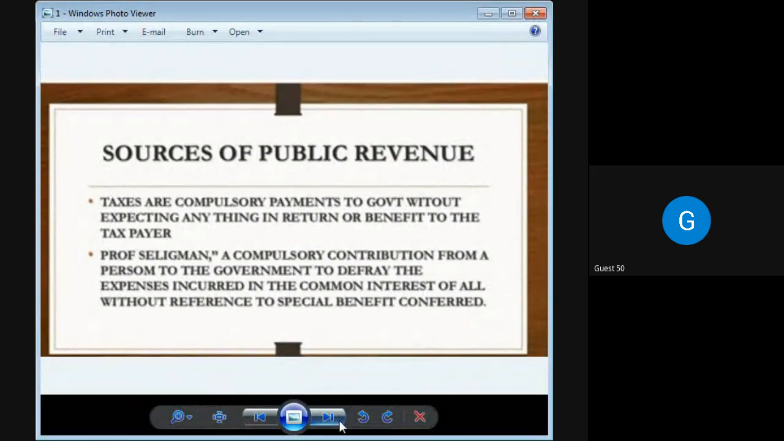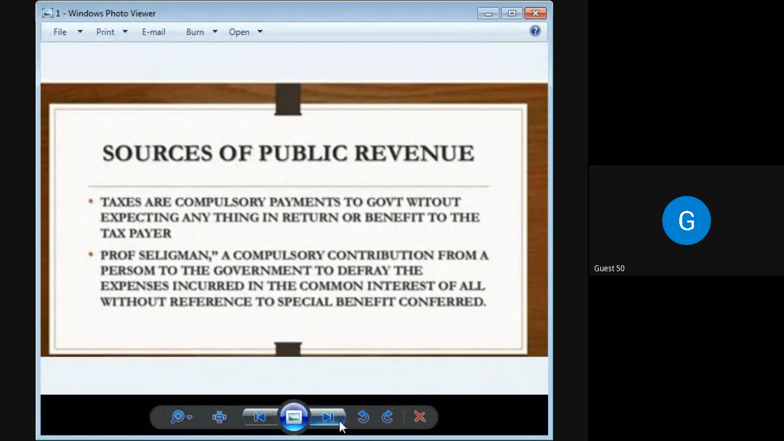So basically, the first and the most important source, that is a compulsory source of payment income of government, is taxes. Okay. So as you all know that there are different types of taxes. Taxes are levied on citizens of India. So taxes are compulsory payment to government, okay, without expecting anything in return or benefit to the taxpayer.